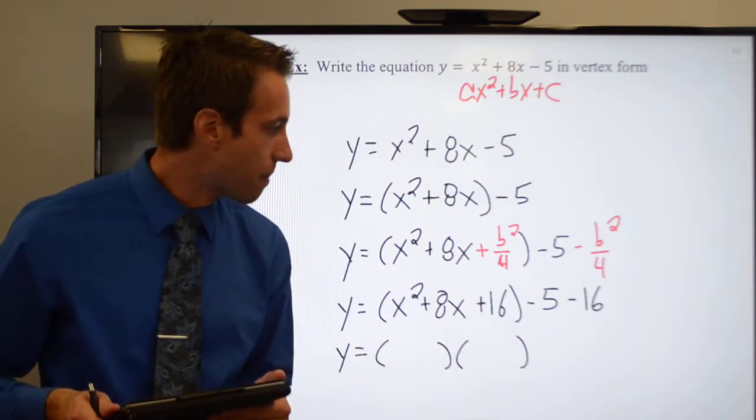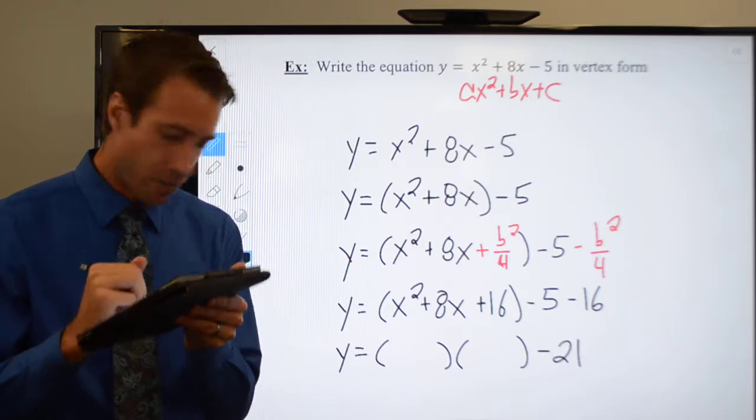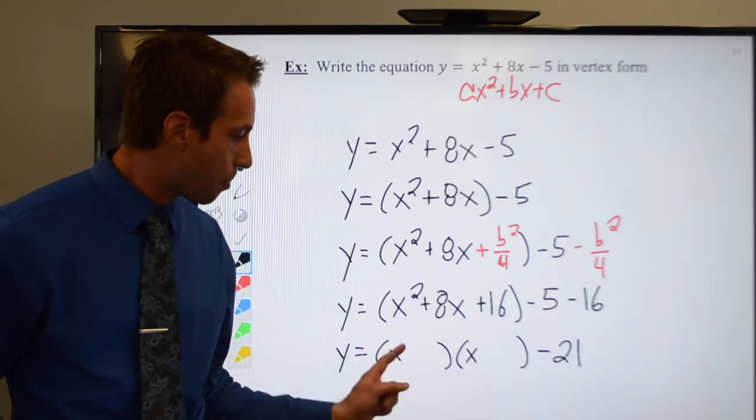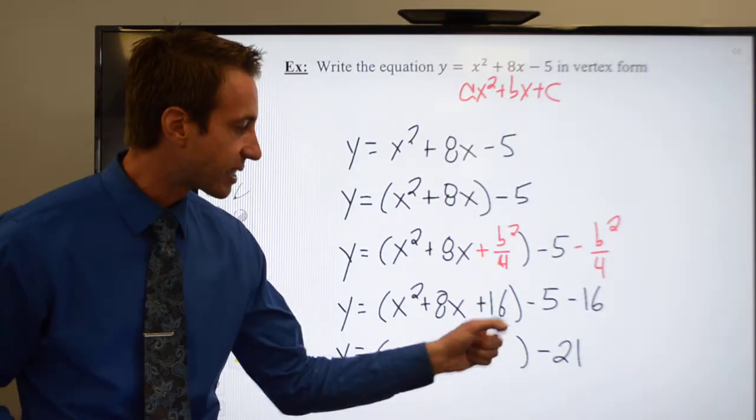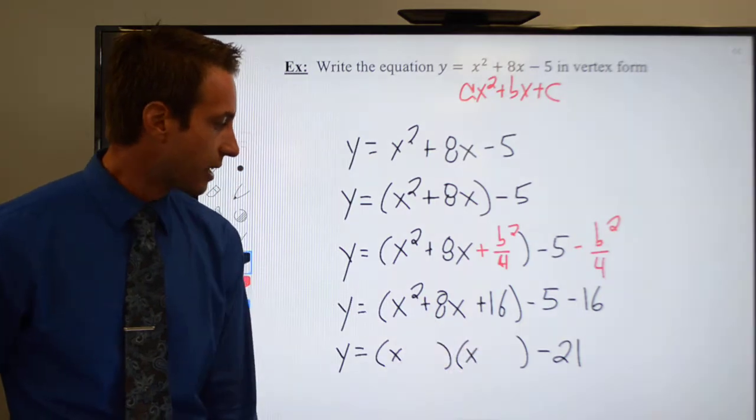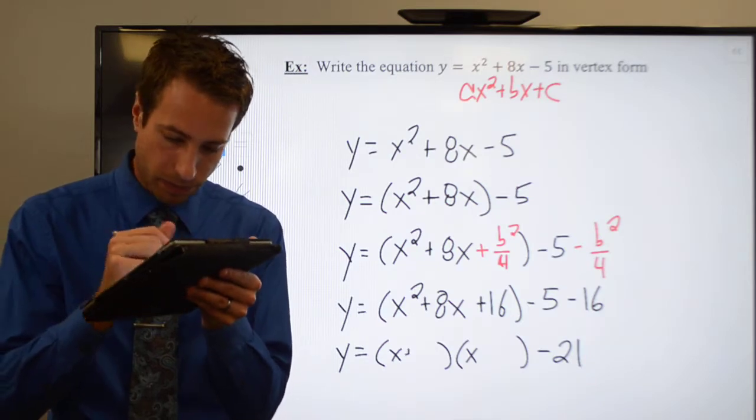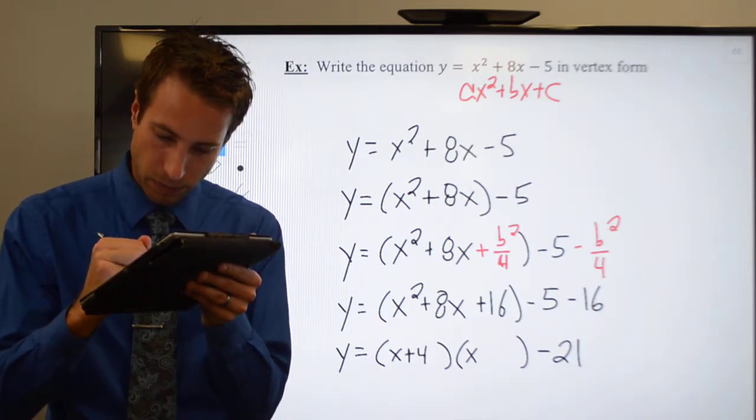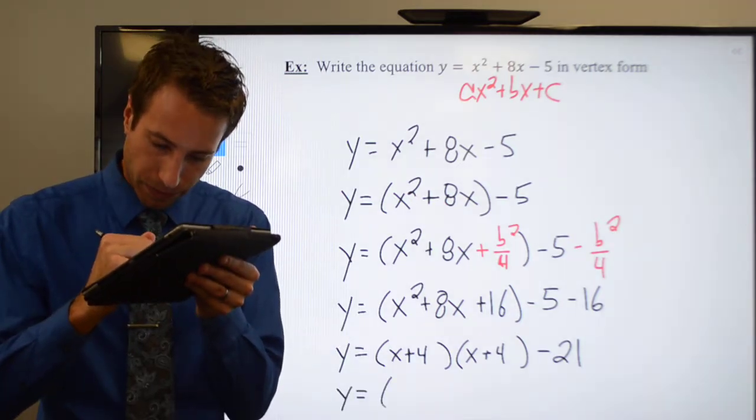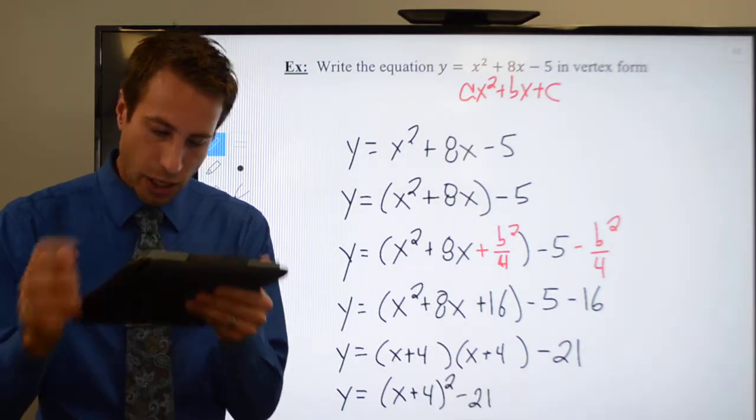Negative 5 minus 16 should be a minus 21. Well, I need an x and an x, right? Because x times x gets me x squared. Both of my numbers need to be positive, and say 16 is a perfect square. Both of those numbers need to be the same number. They need to multiply to 16 and sum to 8, which of course is going to be a plus 4 and a plus 4. And my last step, y equals x plus 4 squared minus 21.